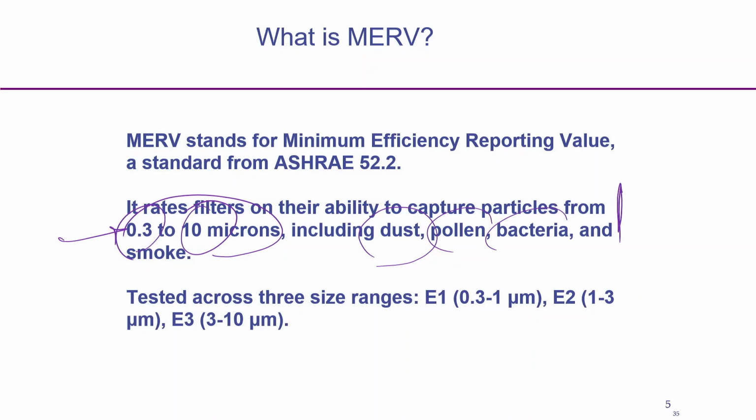It is tested across 3 size ranges. For the E1 rating, the range is 0.3 to 1 micron, then the E2 rating is 1 to 3 micron, and E3 is for coarser particles, 3 to 10 micron. So, E1 is responsible for the finer particles.